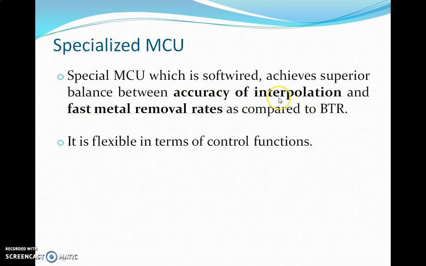When we talk about accuracy of interpolation, that means not only straight lines and circular functions, we can also perform helical, spherical, or maybe cubic functions very fast. That means the system will work very fast by performing interpolation functions, and the material removal rate will also be at a higher rate as compared to the behind the tape reader system, which is basically a hardware system. That makes this MCU very flexible in terms of control functions.